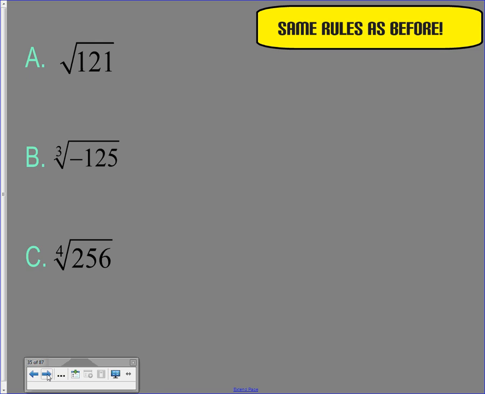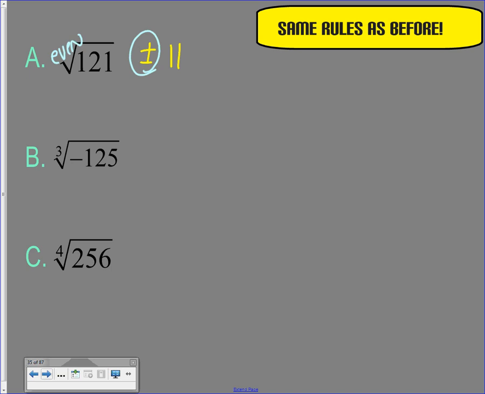Okay, so part A is square root of 121. Hopefully you remember the plus or minus 11. Circle this, highlight it, square it. There is a plus or minus here when you have an even number out here. So don't forget that.